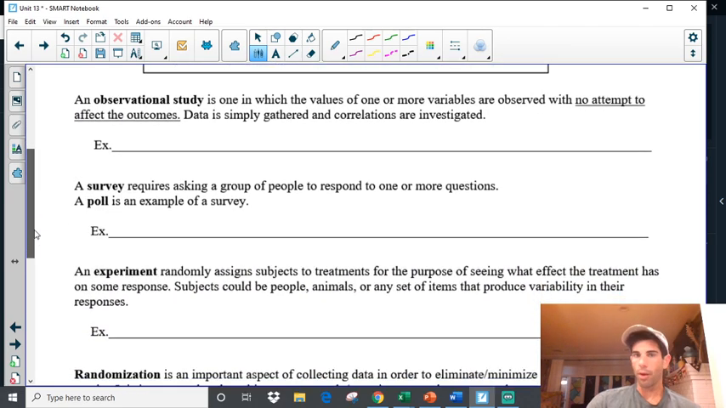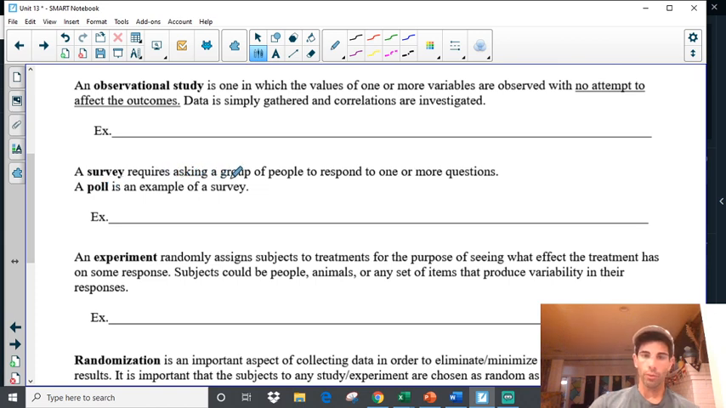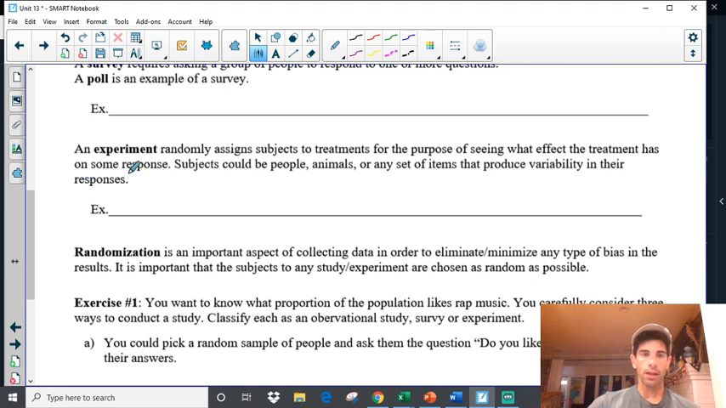A survey, probably done one of those before, requires asking a group of people to respond to one or more questions. A poll is an example of a survey, or if you go around and ask a whole bunch of people what's your favorite movie, what's your favorite color, all of those things are types of surveys. And then an experiment is randomly assigned subjects to treatments for the purpose of seeing what effect the treatment has on some response. Subjects could be people, animals, or any set of items that produce variability in their responses. What we're living right now, COVID-19, right? They're experimenting on all different drugs to see what could help people. That's exactly what an experiment is.